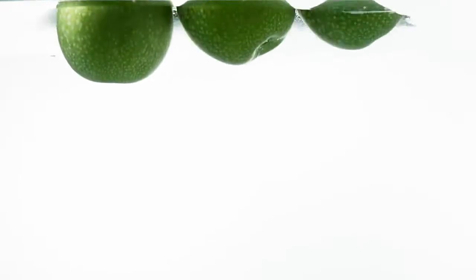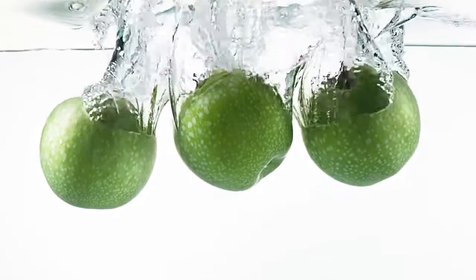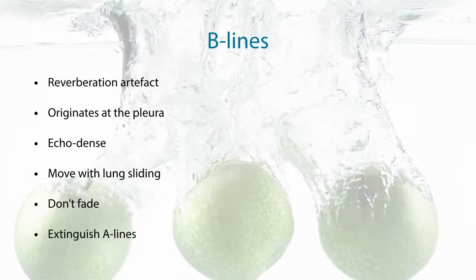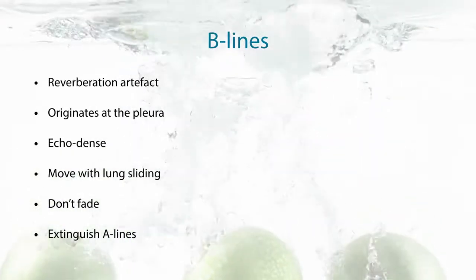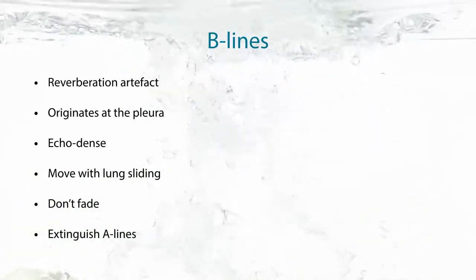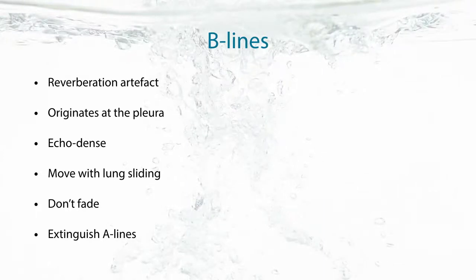But what are B-lines actually? B-lines are reverberation artifacts. They always originate at the pleura. They are echodense, so they are hyperechoic. They always move with lung sliding, of course, because they originate directly at the pleura. They do not fade until the end of the screen, and they also extinguish A-lines. So ultimately, we are imaging artifacts. Yes, lung ultrasound mostly is about imaging artifacts.